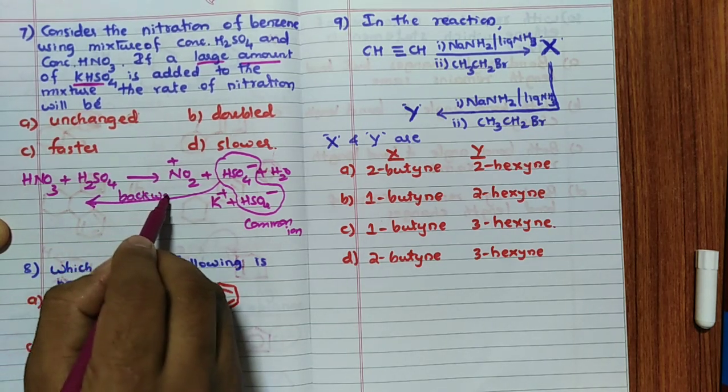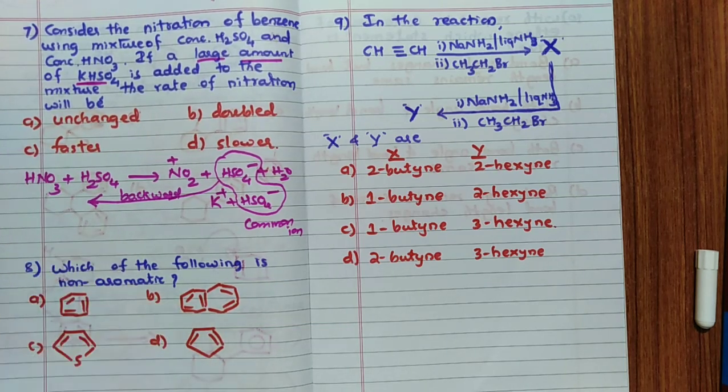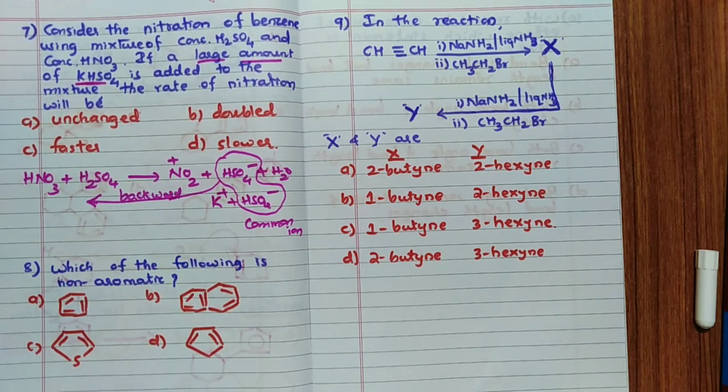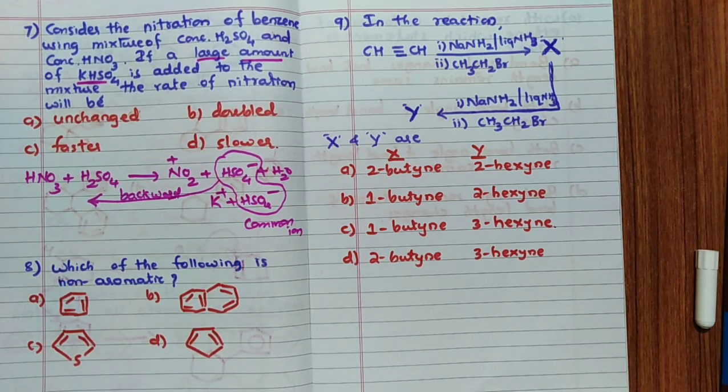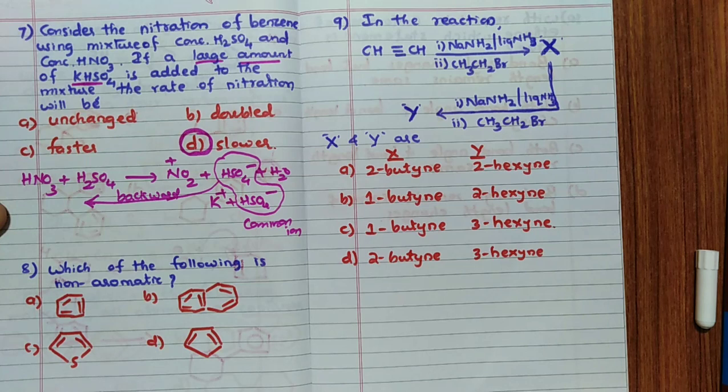Backward. Remember, the reaction shifts to the backward direction. When the reaction shifts in the backward direction, NO2+ production decreases. Remember, it slows down. Hence, the nitration also slows down. The answer for this question is D.